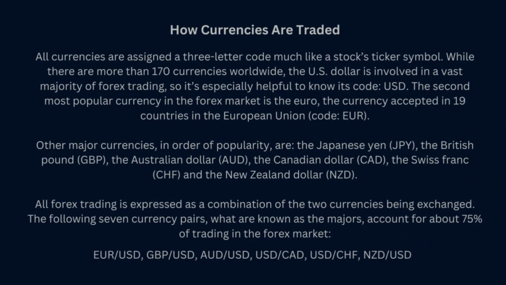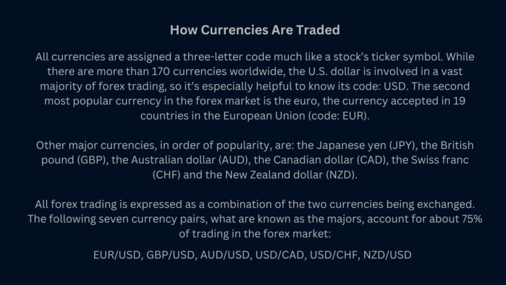Now, how are currencies traded? All currencies are assigned a three-letter code, much like a stock market ticker symbol. While there are more than 170 currencies worldwide, the US dollar is involved in the vast majority of forex trading. So it is especially helpful to know its code. Now the second most popular currency in the forex market is the euro.